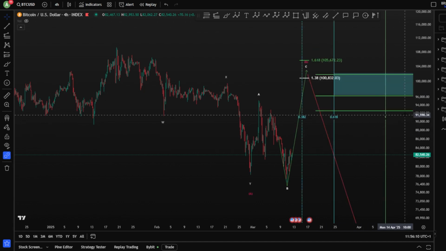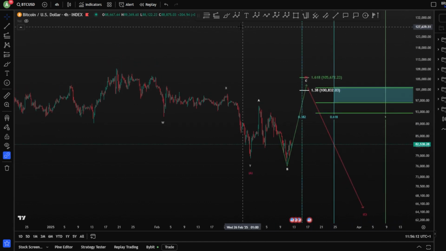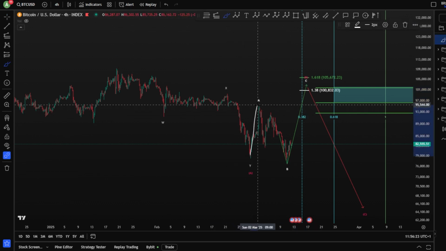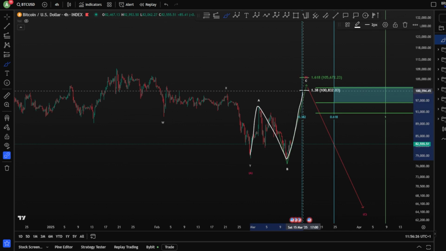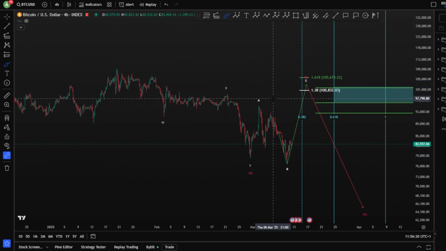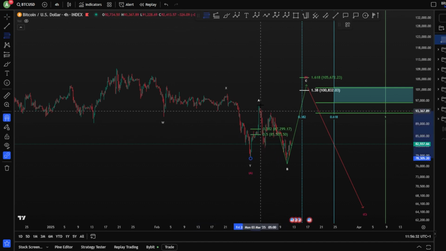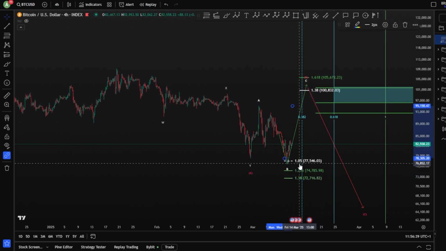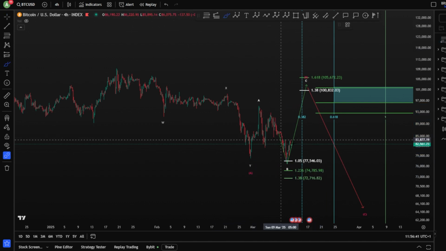So the first one, we have an ABC as an expanding flat. It was before, in the deep analysis, a normal flat. It has transformed currently to an expanding flat, and we are looking potentially at 3 waves up, 3 waves down, and then 5 waves up to reach the 100k, 105k. What I would like to add for this scenario as well is the following: wave B of the expanding flat hit the 1.05 and is potentially not finished yet.